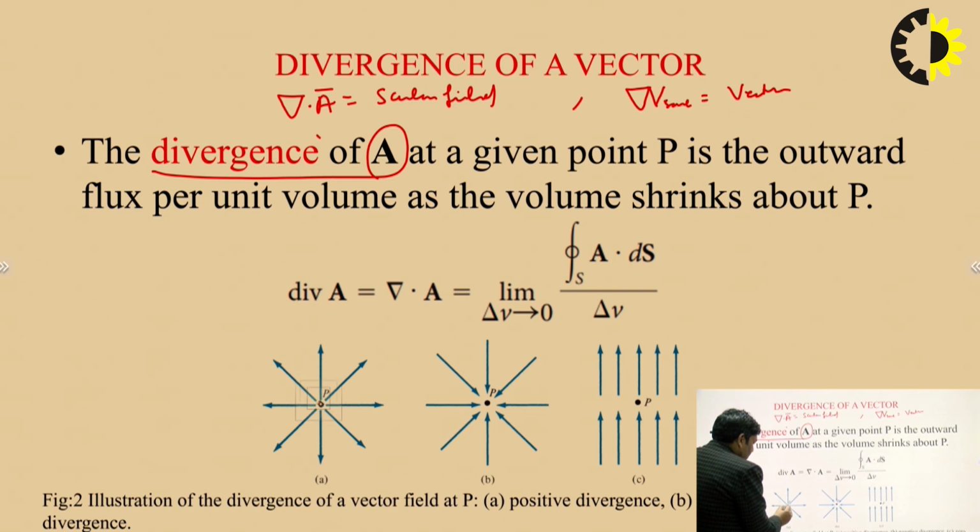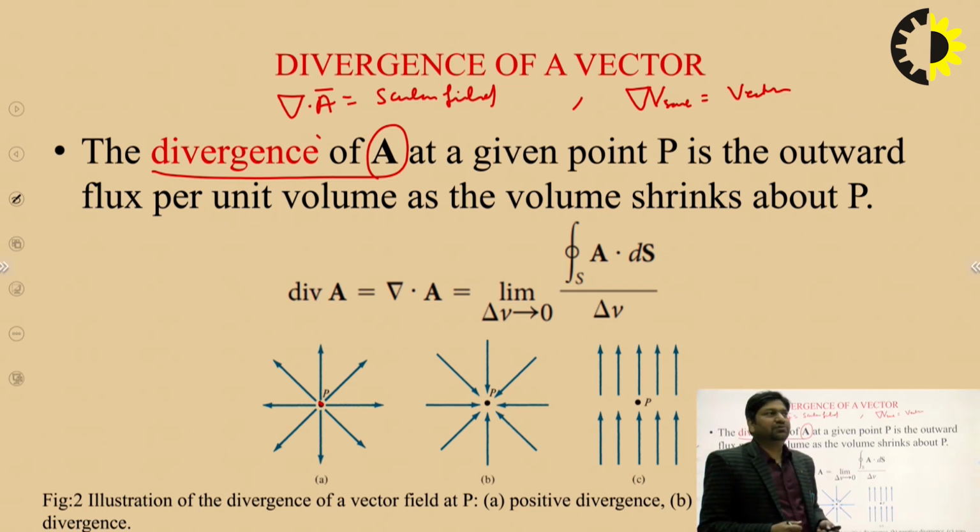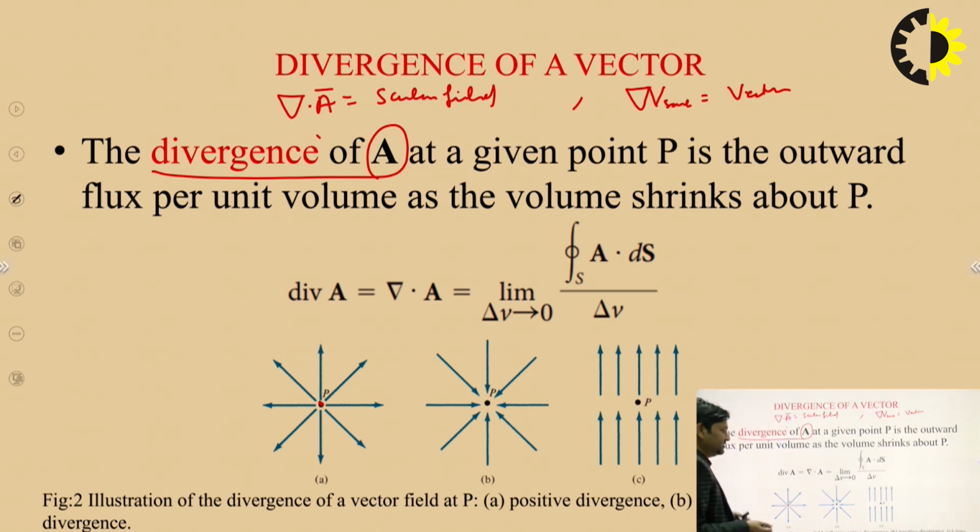So the divergence of a vector at a point P is the outward flux per unit volume as the volume shrinks about P. What is the meaning of this? Divergence tells how much flux is evaluated at that particular point; that is called the divergence of that particular vector. Divergence is of three types: positive divergence, negative divergence and zero divergence.